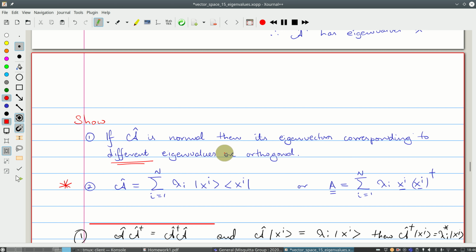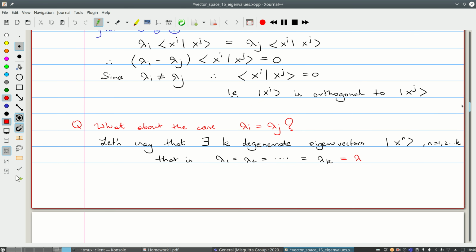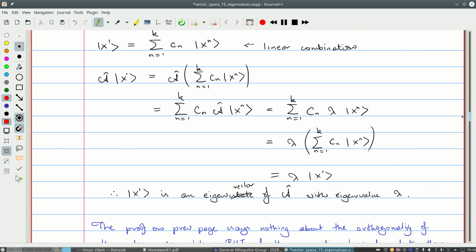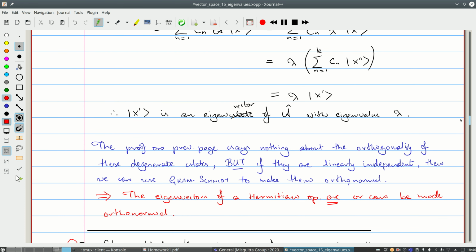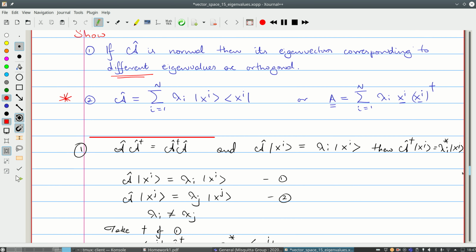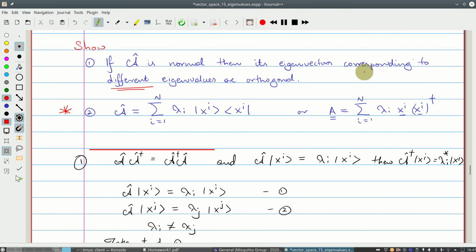Now, what about the case when the eigenvalues happen to be the same? We do exactly what we did for a Hermitian operator, and we use Gram-Schmidt orthogonalization. I've explained this over here. We can form linear combinations of these eigenvectors. We can then use Gram-Schmidt to orthogonalize them, so that in general, even for a normal operator, the eigenvectors will either be automatically orthogonal, if they correspond to different eigenvalues, or they can be made orthogonal if they have the same eigenvalues, that is if they are degenerate.